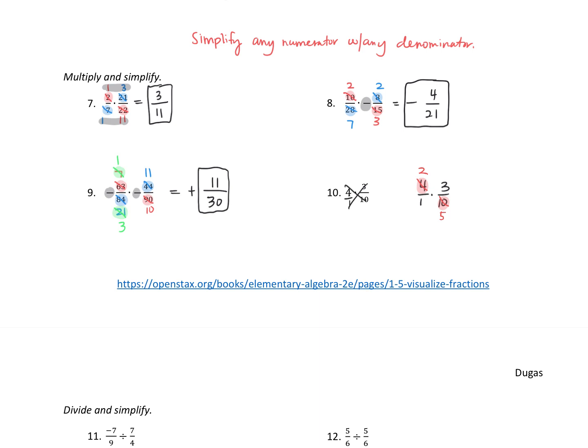It doesn't look like there's anything else I can do. So I'm going to multiply straight across. 2 times 3 is 6. 1 times 5 is 5. And that's it. Don't change to a mixed number. Go ahead and leave it as an improper fraction. And that's it for the multiplying.